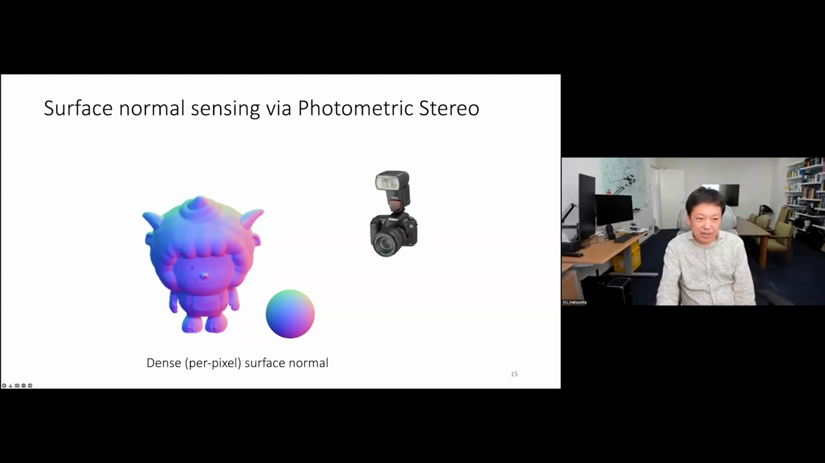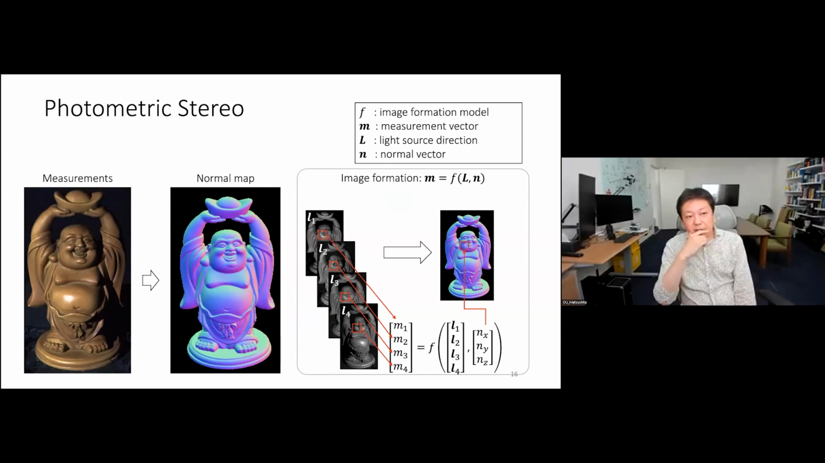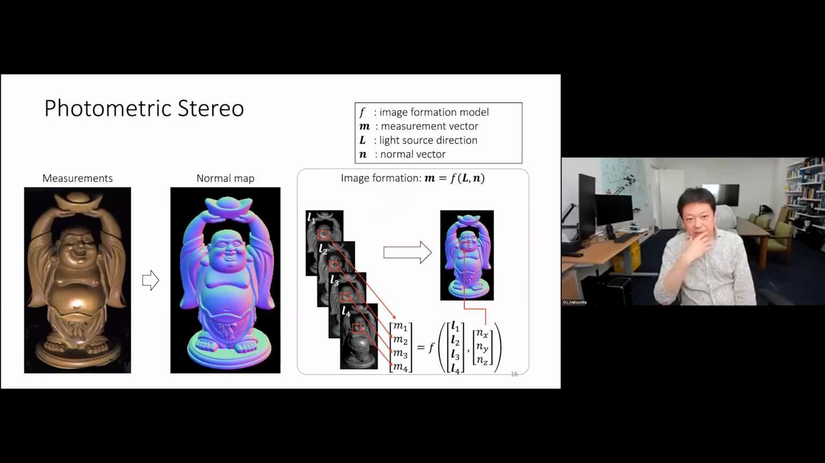In this visualization, I put a reference sphere here. Just imagine that this is a sphere. Then the green color corresponds to a surface that is looking upward, and the magenta may be looking in the right-bottom direction. So this is called photometric stereo.